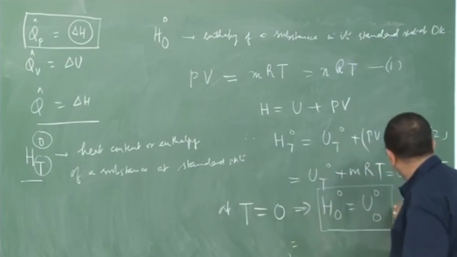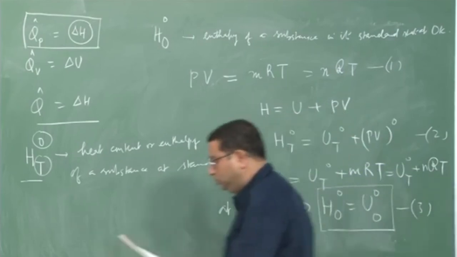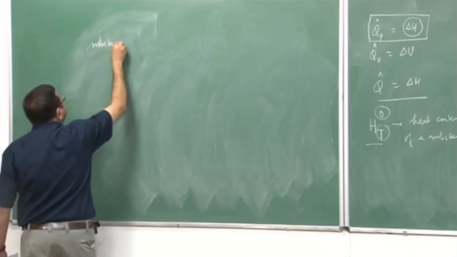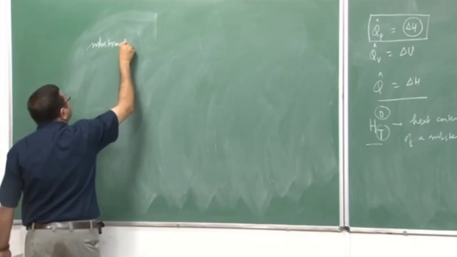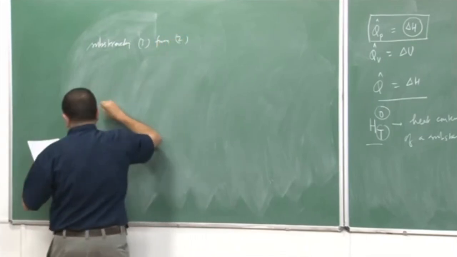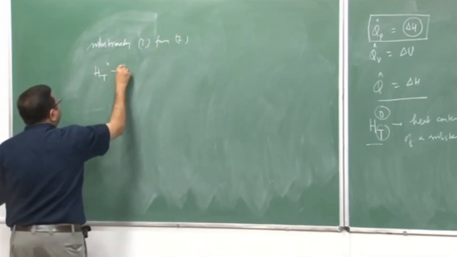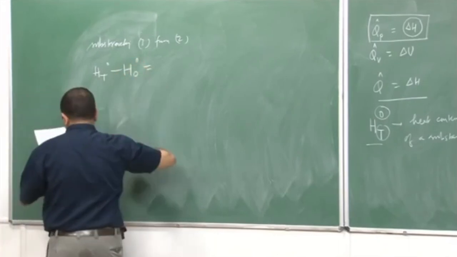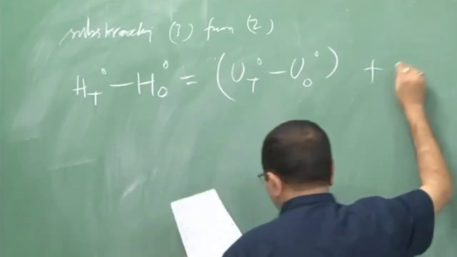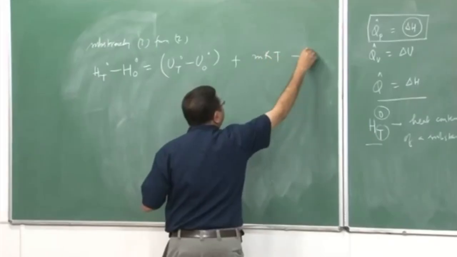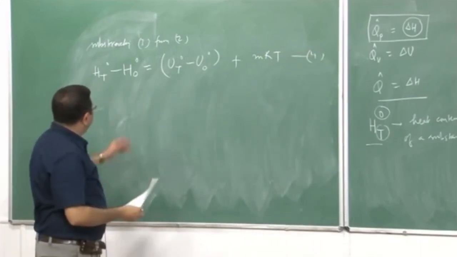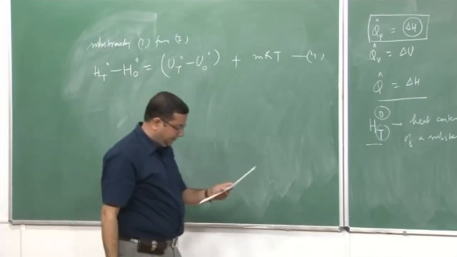So, now if I subtract 3 from 2, that gives me H T naught minus H 0 naught is equal to U T naught minus U 0 naught plus mRT. Let me call this equation 4. Okay. Now, let us look at this equation.